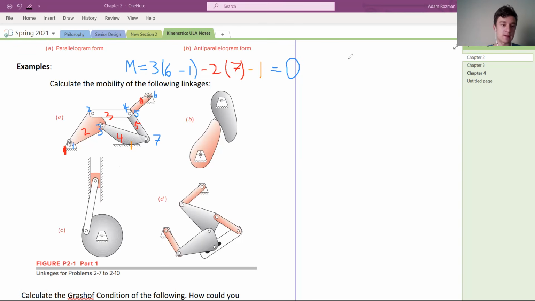So basically, if you pushed on it, if you applied a force, it wouldn't really be able to move without deforming the members. So that's more for statics. It's more of a truss, I guess you could call it.